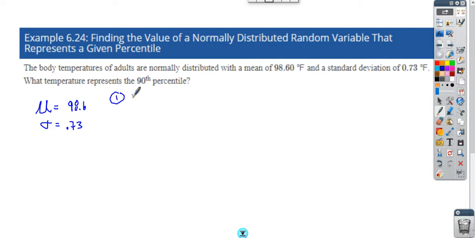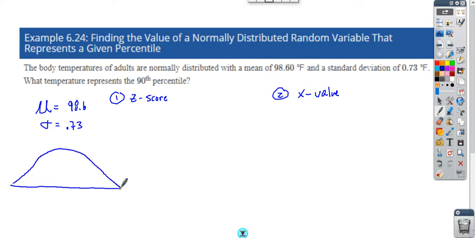Our first thing we want to do is find our z-score, because what that z-score is going to allow us to do is eventually find our x value that represents that cutoff at the 90th percentile. So remember visually what's going on here is that we have a normal distribution curve. On this normal distribution curve, we have essentially the 90th percentile. So we need to find this x value right there that represents this 0.90 or 90th percentile. So that's the area under the curve to the left.